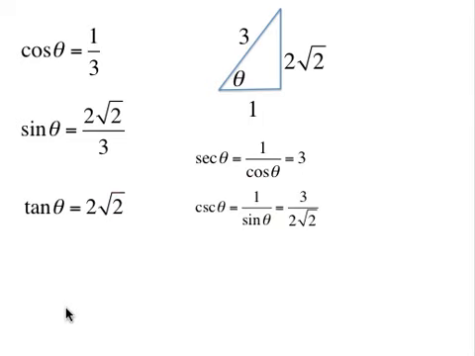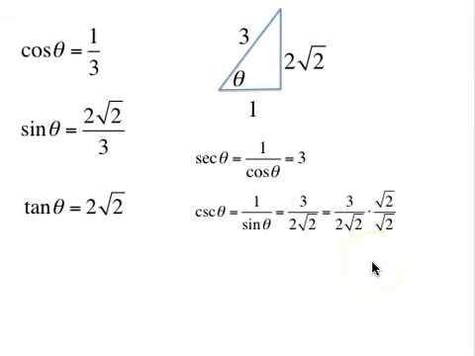Which isn't wrong, but let's clean it up a little bit. We're going to rationalize the denominator to make it look a little prettier. Multiply the top by root 2 and the bottom by root 2. So 3 times root 2 upstairs, 2 times root 2 times root 2. Well, root 2 times root 2 is 2. 2 times 2 is 4. We get 3 root 2 over 4 for cosecant theta.